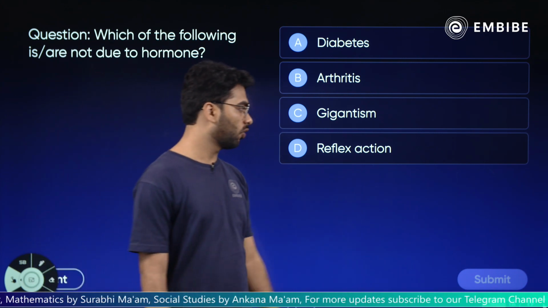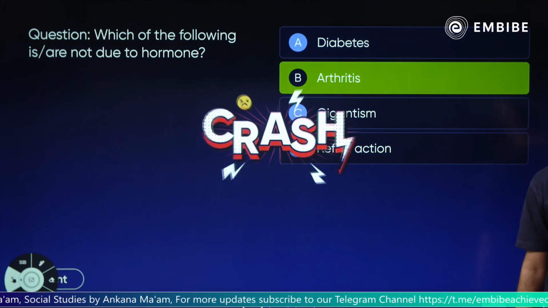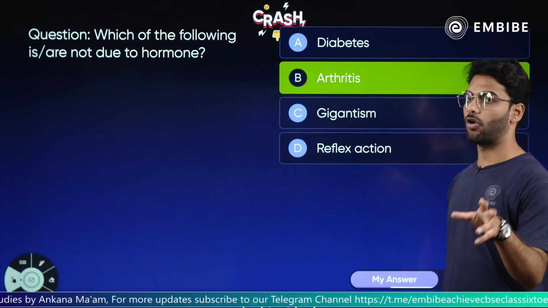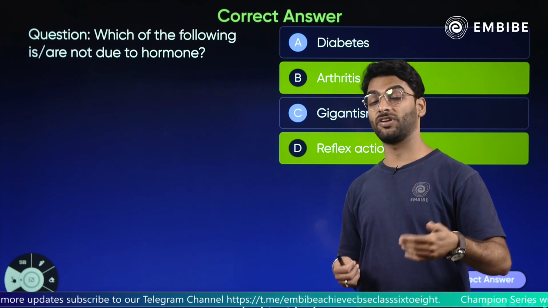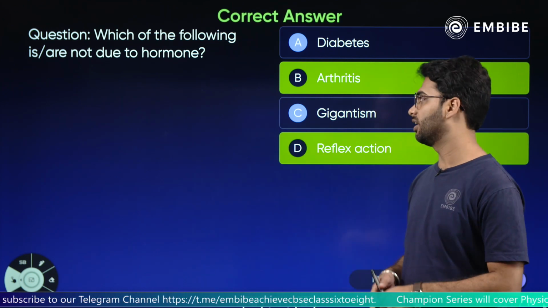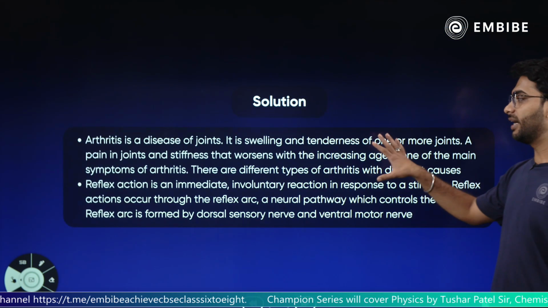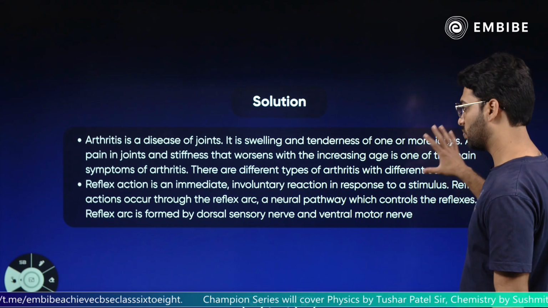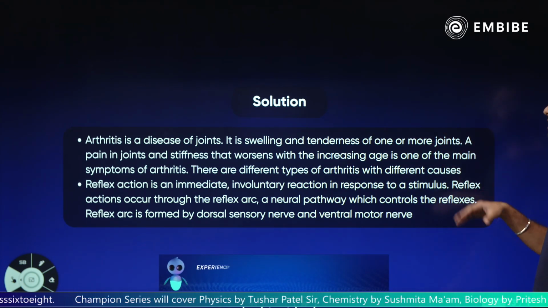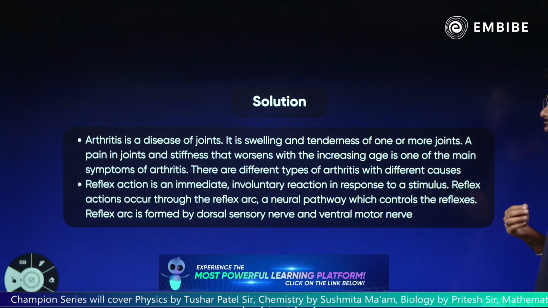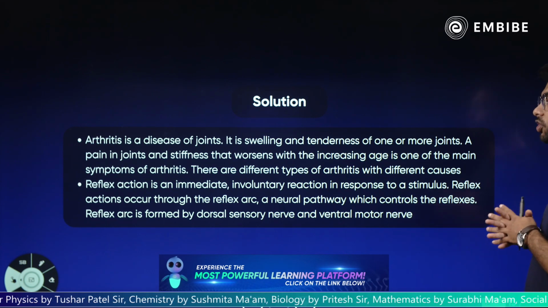So if I look at all of this, I think arthritis is the only one not controlled by hormones, because it is an advanced form of joint pain which can happen because of a family history, repeated stress, or certain viral infections as well. So that is absolutely correct, arthritis is a disease of joints. It is the swelling and tenderness of one or more joints. A pain in the joints and stiffness that worsens with increasing age is one of the main symptoms of arthritis. There are different types of arthritis with different causes.